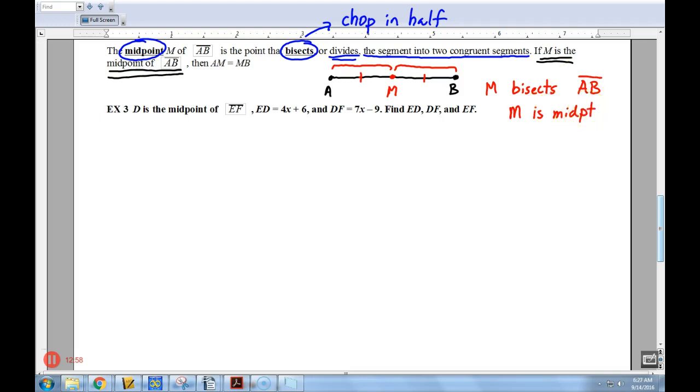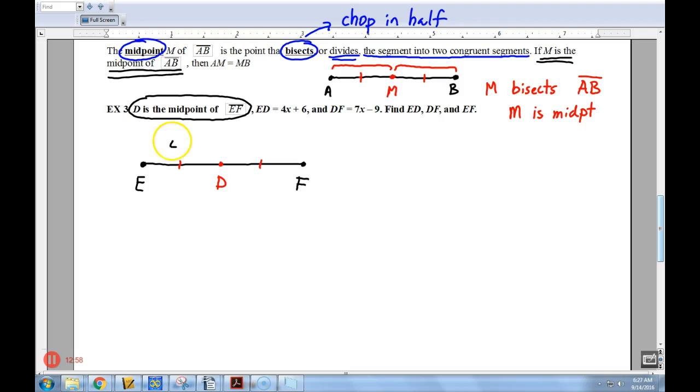All right, so we're going to use some algebra to solve a problem here. Example 3. If D is the midpoint of EF, well, immediately let's draw that. Don't even get caught up in all these other x's and numbers. Just draw that. D is in the middle of EF. And it doesn't always have to be horizontal. I just like to put it horizontal. It seems easier. So E and F is a segment. D is in the middle, so I put D right in the center. And since they told me it's a midpoint, I'm going to put the tick marks to show that ED is congruent to DF.